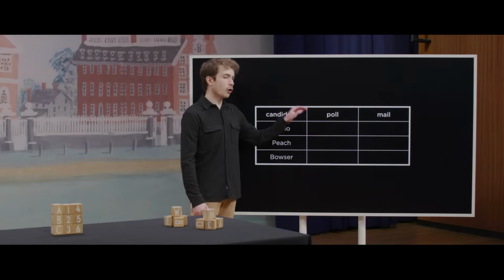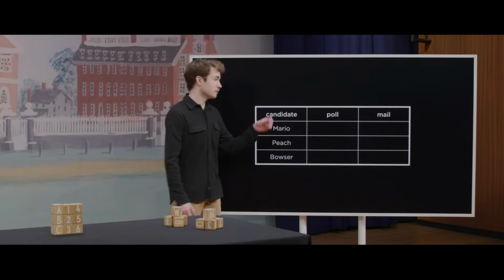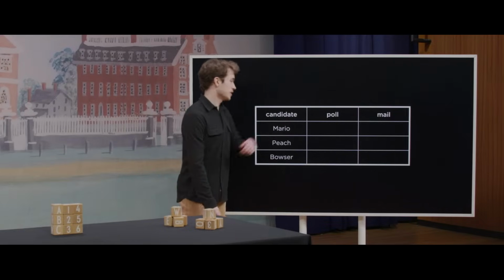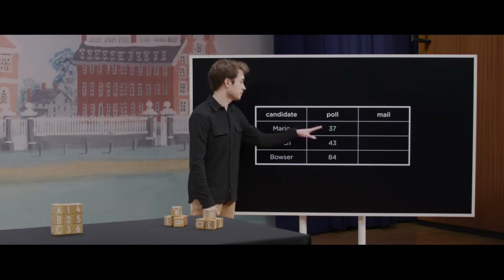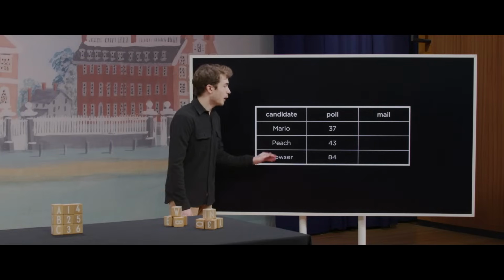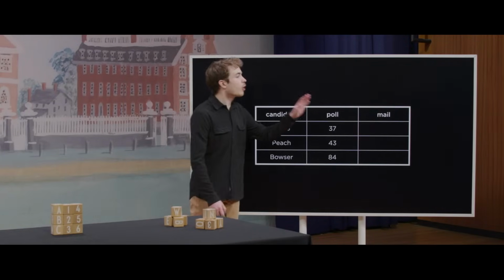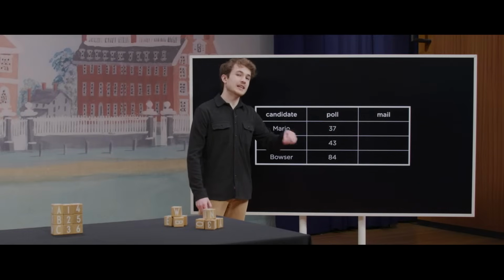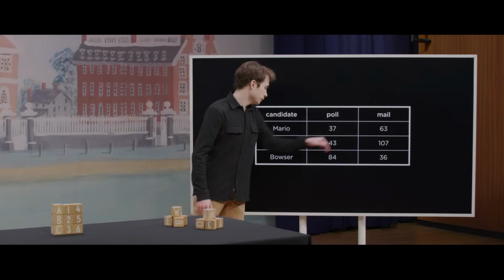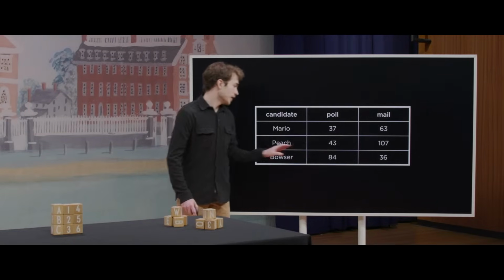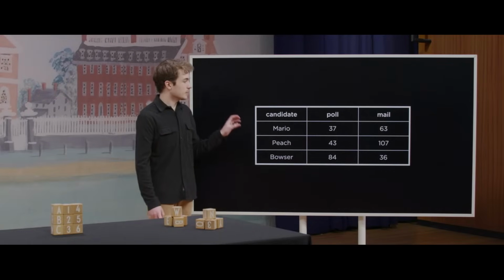Here I have a column called poll. This is the number of votes these candidates received from people who went to the physical polling location and actually cast their vote. And let's say that Mario received 37 votes from the in-person voters, Peach 43, and Bowser 84. There's a third column, though, this one called mail, representing the mail-in ballots we received. Those, let's say, Mario received 63 of, Peach received 107 of, and Bowser received 36 of. So this is our entire data table.